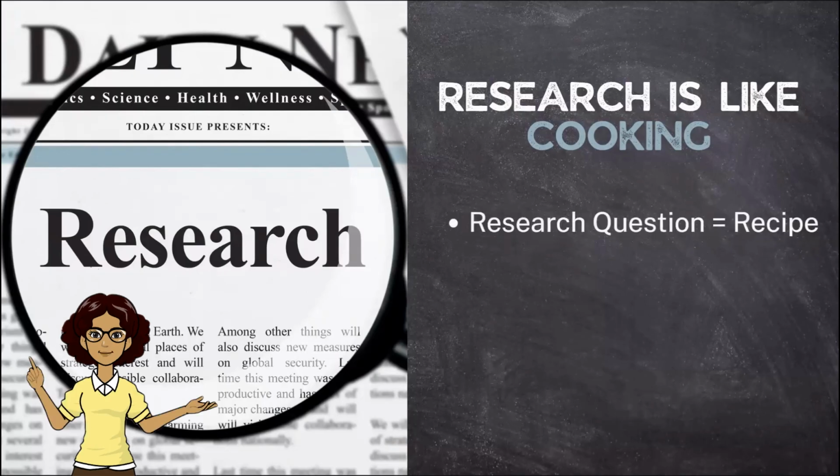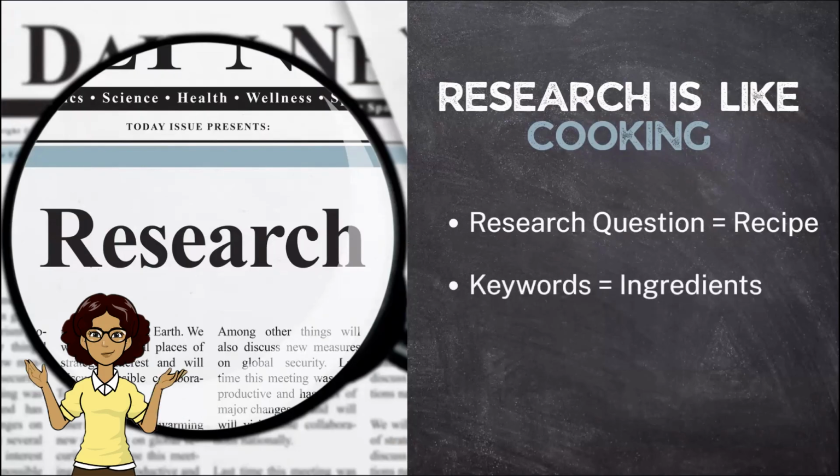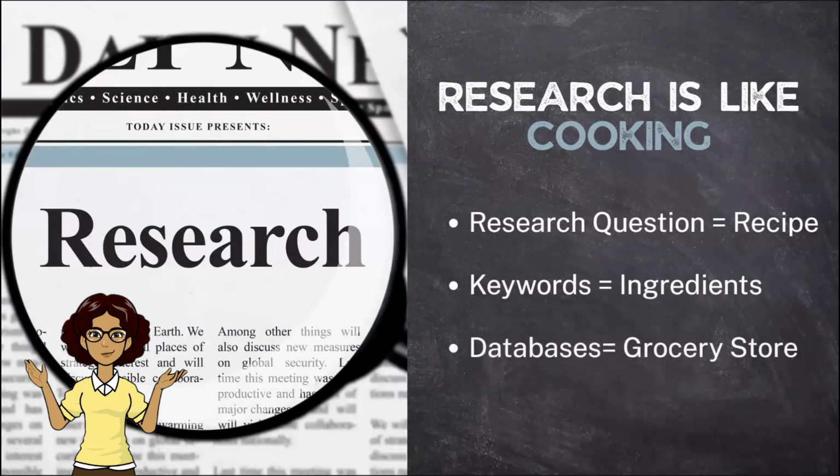In the last video, we discussed how doing research is a lot like cooking. Your research question is your recipe that you're trying to achieve, and your keywords are the ingredients that you're going to use to make that recipe. But what we did not mention in that video is how databases are like your grocery store, the place that you go to with those keywords to find those ingredients to make your overall recipe.